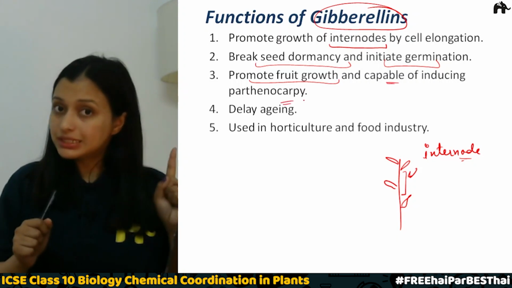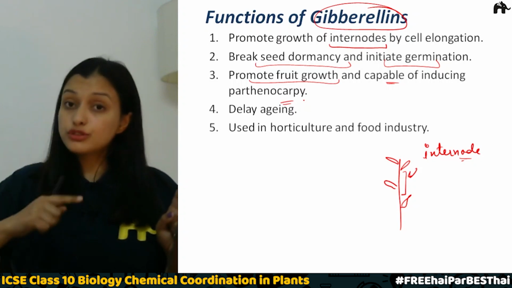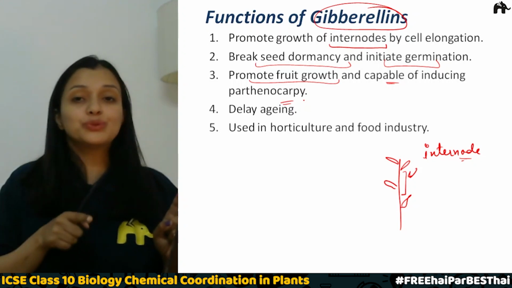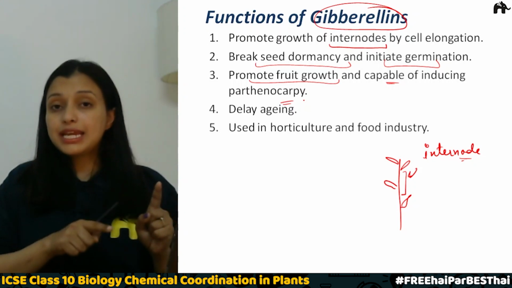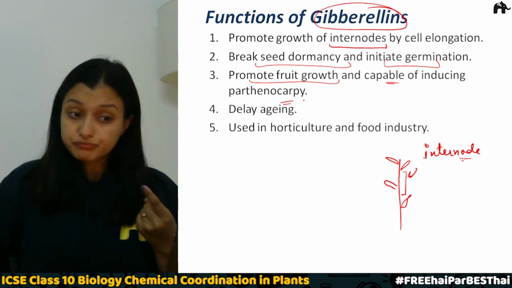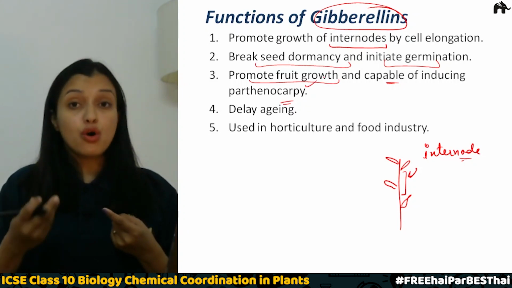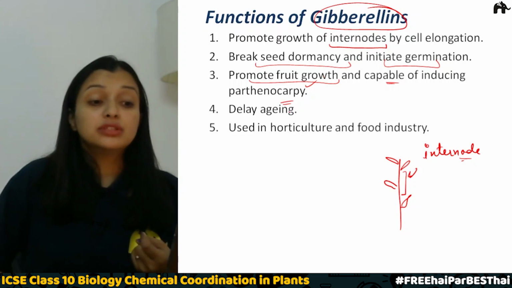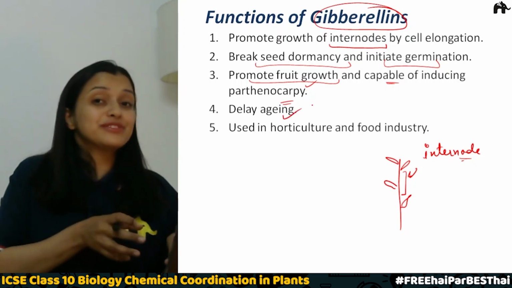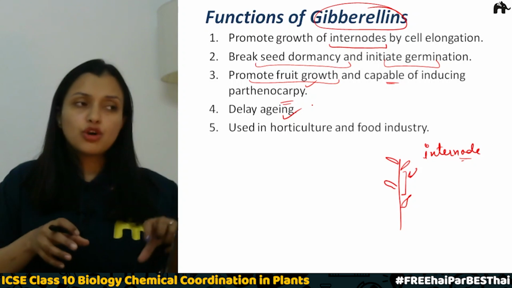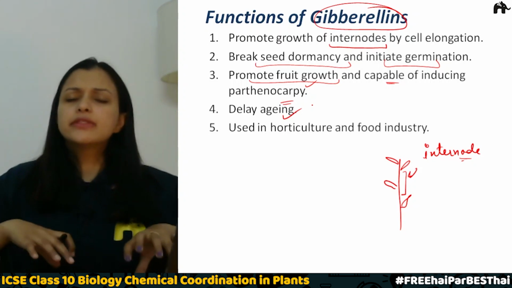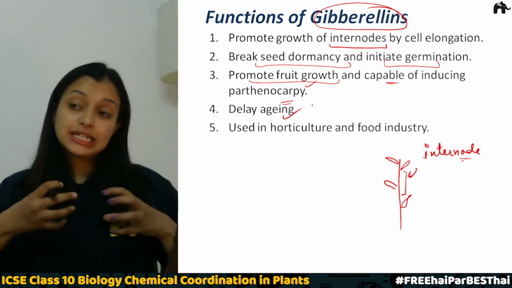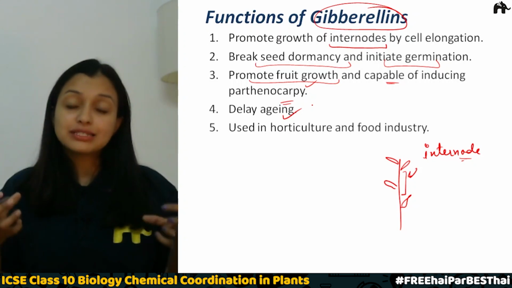As we have studied in the case of auxins, it also promotes the development of fruit without fertilization, and such fruits are called parthenocarpic fruits. The same is the case with gibberellins also. They promote fruit growth and they also induce parthenocarpy in these fruits. Now it also delays aging, as we have studied in the case of auxins also. When auxins and gibberellins are present, there is no aging, right? They delay the aging and increase the life of these plants and their parts.